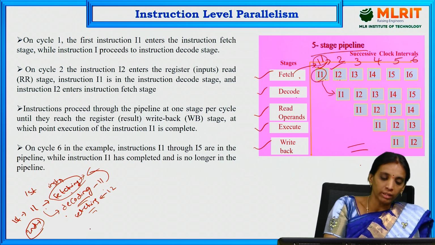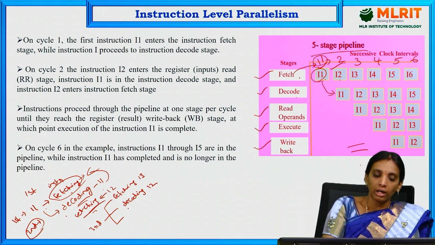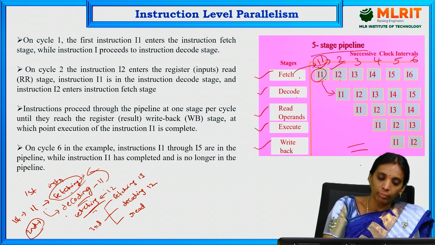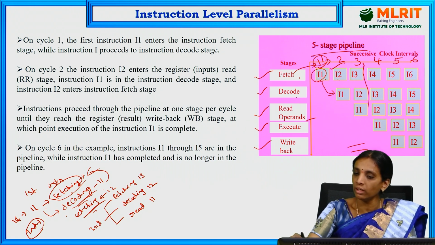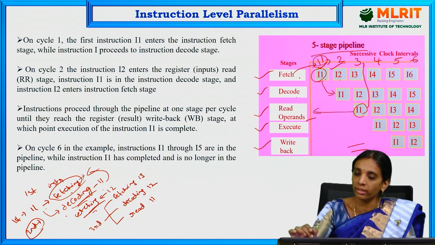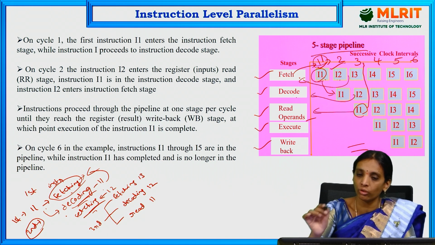In the same way, the third clock cycle is utilized for three purposes. One is fetching the new instruction, which is 13, decoding the already fetched instruction, which is 12, and reading the data from the memory for the previously decoded instruction, which is 11. So in the third cycle, the 11th instruction is going for reading the operands, the 12th instruction is going for decoding, and the 13th instruction is going for fetching.